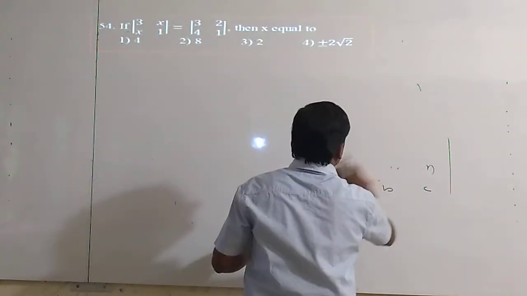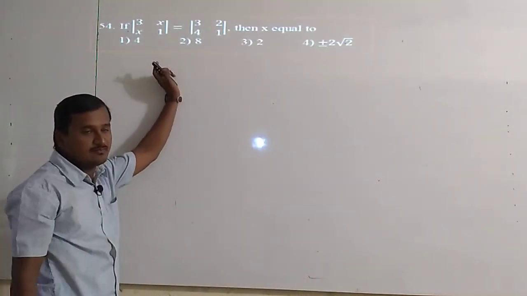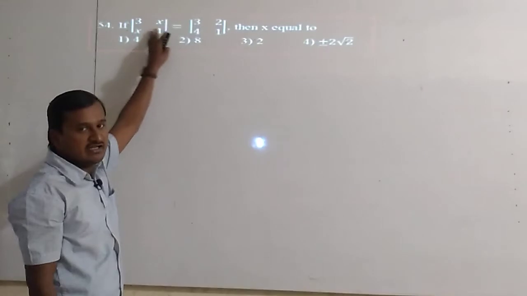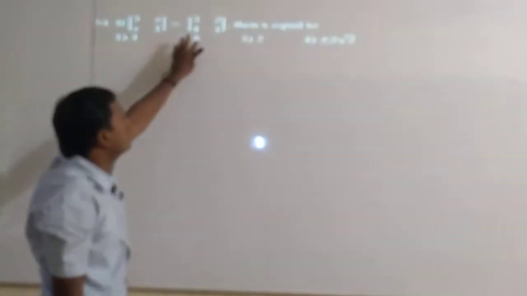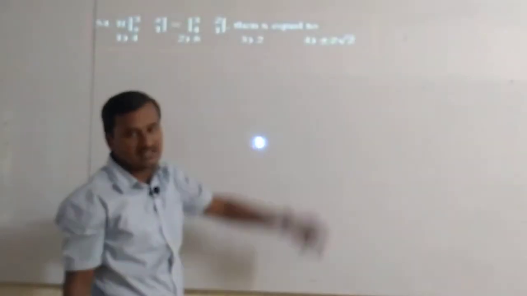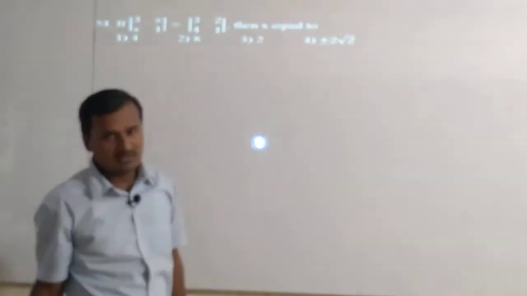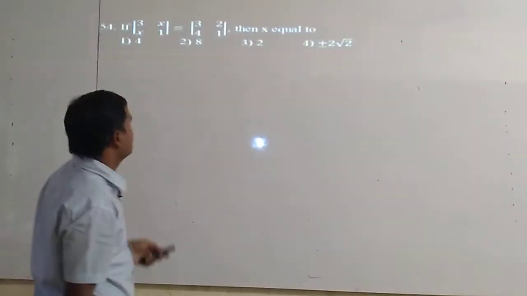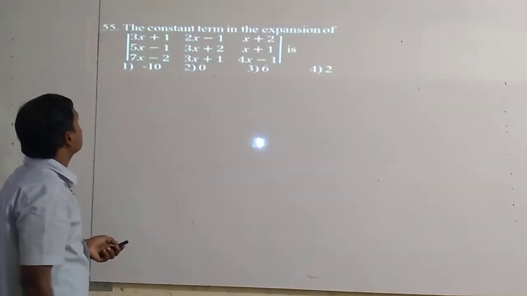I think you know this question also, because it is an equality of determinants. First you should find the determinant of this, and after that find the determinant of this. Then you just have to equate and find the value of x. Such types of questions we already solved in a regular class also, right? I will go for the next question. Just equate the determinants. Okay, go for this one.